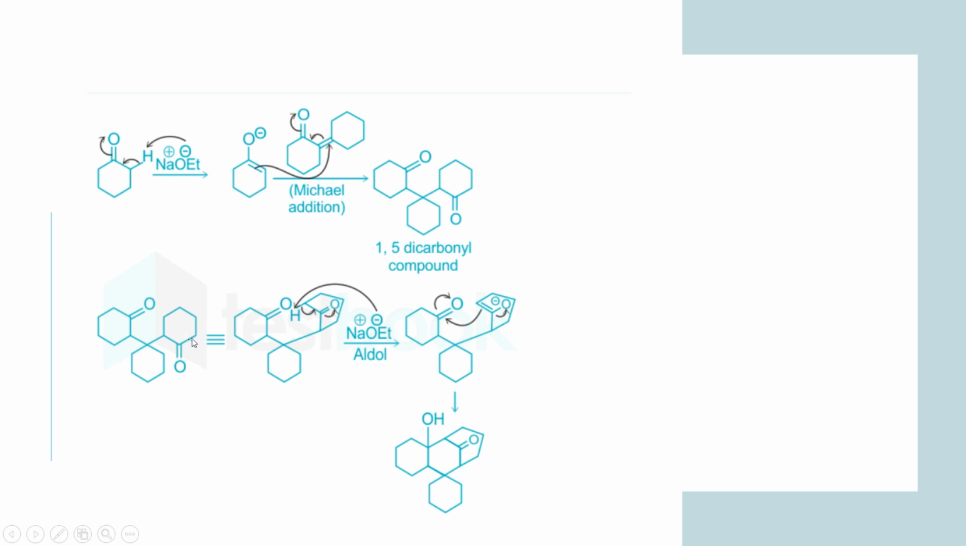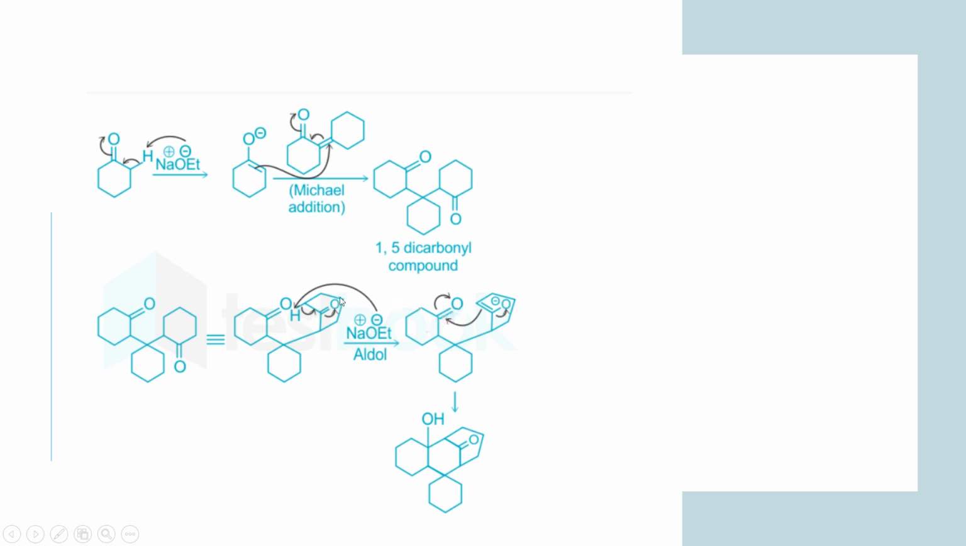Proton from here will be abstracted, because this is the more acidic proton containing one. After the abstraction of the proton, you get a carbanion first, which is stabilized to give you the enolate, and then this enolate will come back to attack at this carbonyl group.